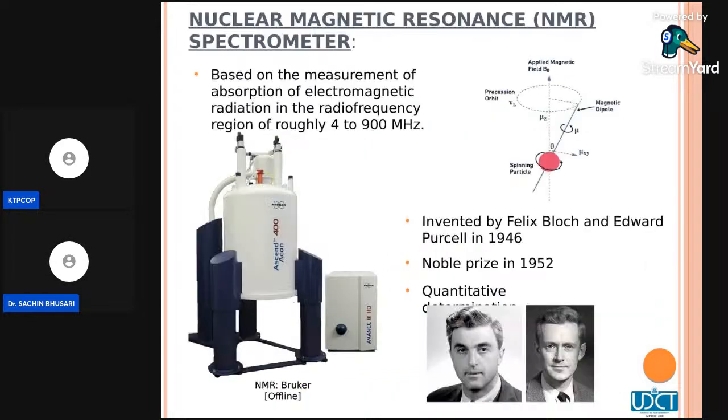Now, NMR. It works in the 4 to 900 megahertz range. Basically, with C13 and 1H NMR, you can quantitate the number of hydrogens and number of carbons, based on the structural requirement. The Nobel Prize was again awarded for the NMR invention in 1946, to Felix Bloch and Edward Purcell. You can see the eminent personalities here. It is based on a resonance technique.